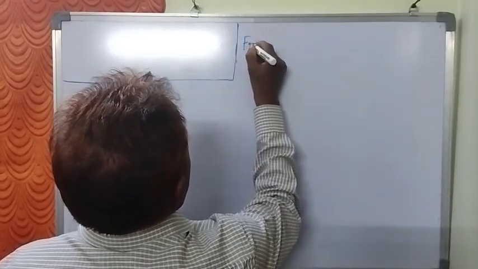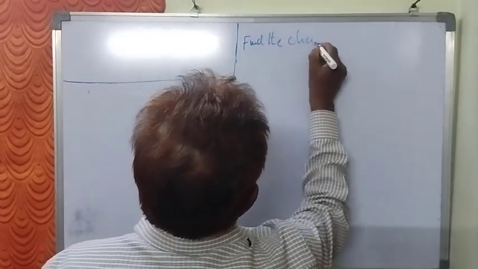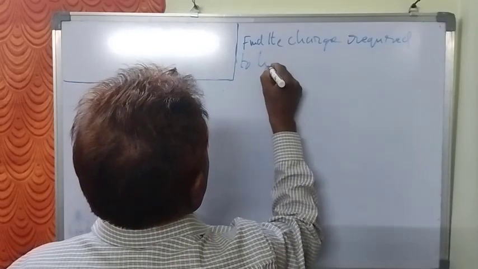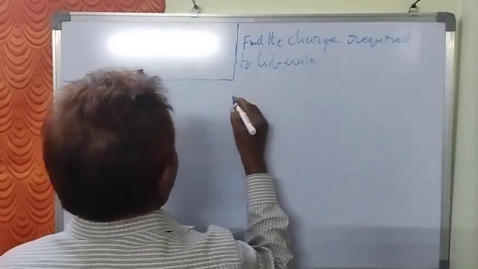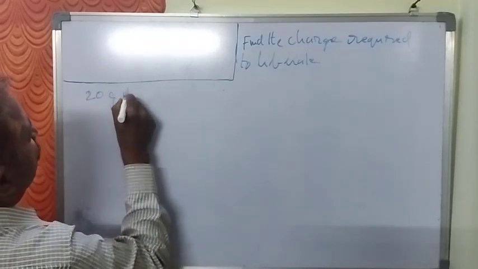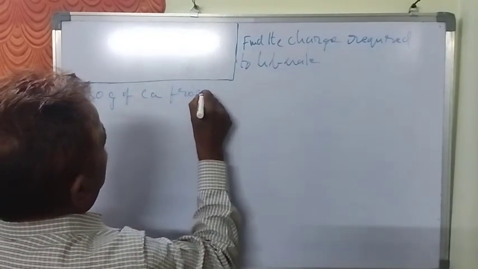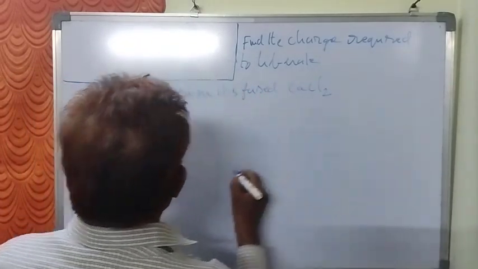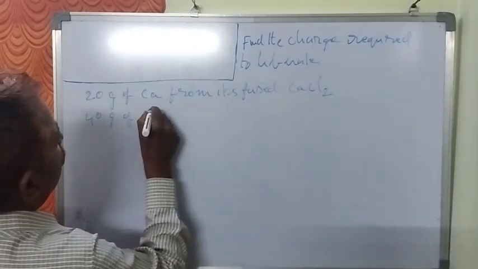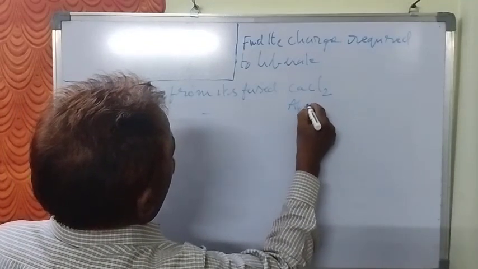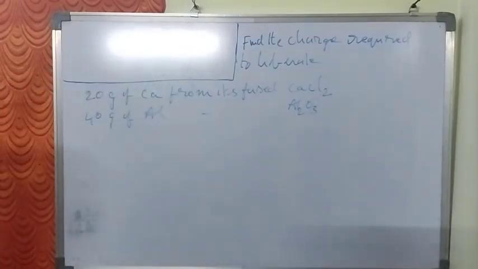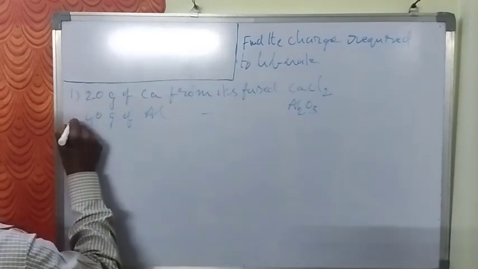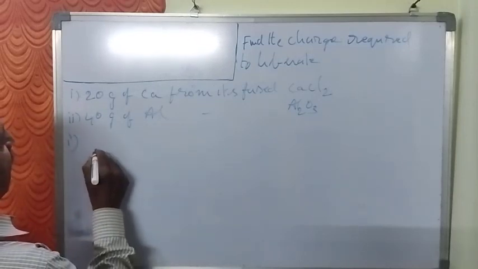Now, find the charge required to liberate 20 gram of calcium from its fused CaCl2. Similarly, 40 grams of aluminium from its fused Al2O3. So this is an NCERT textbook problem. Now, this we discussed just now. Therefore, this is first, second. So first one is calcium.